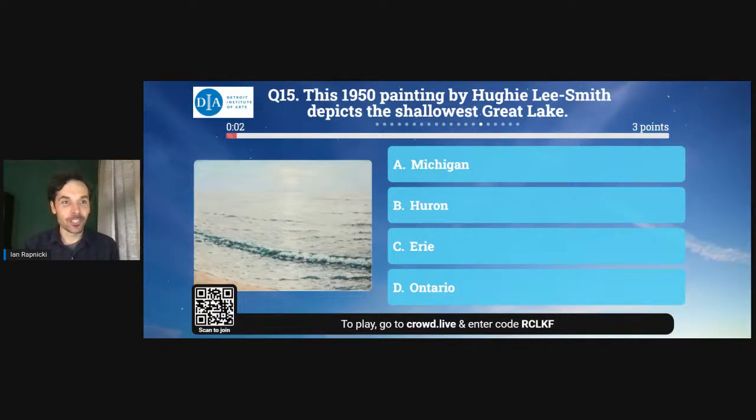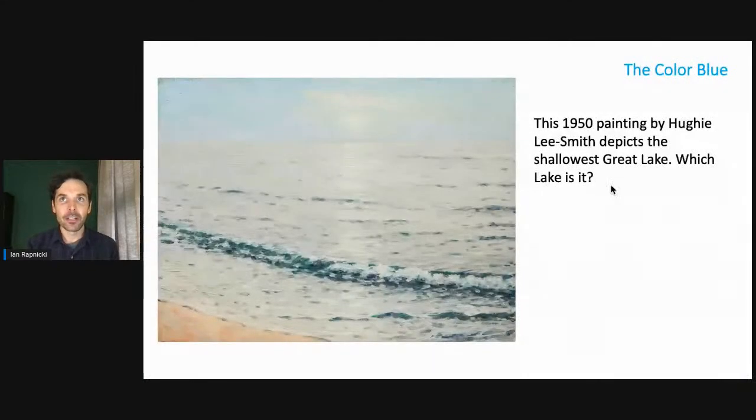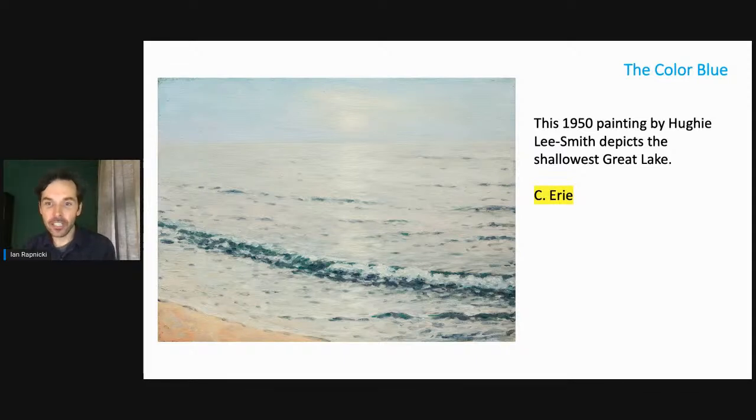All right, Michiganders, time is up. And the shallowest Great Lake is C. Lake Erie measures a modest 210 feet deep at its deepest point. This painting entitled Sunrise Over Lake Erie dates to around 1950. And Huey, this is another artist that is fairly well represented in our collection. You can see a variety of subjects that Huey Lee Smith has painted in his career, because we have many different scenes by him in our contemporary galleries.